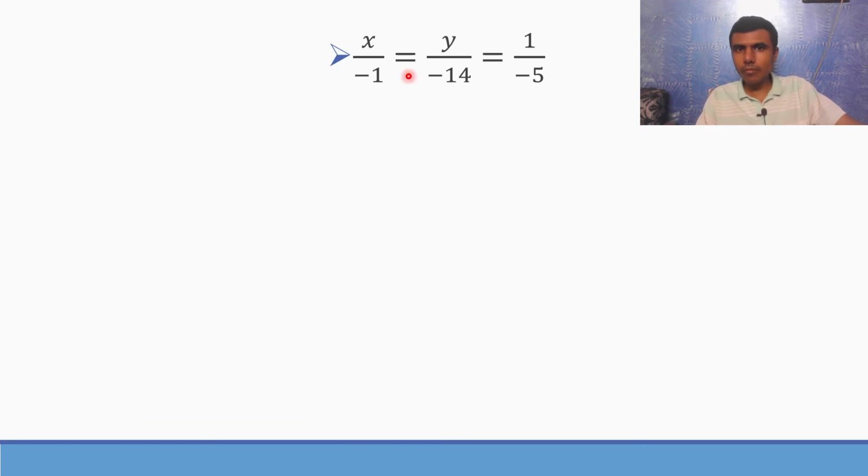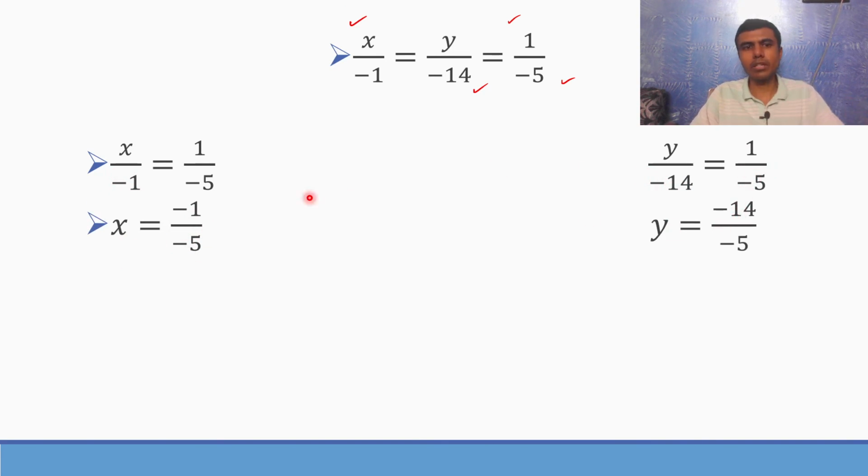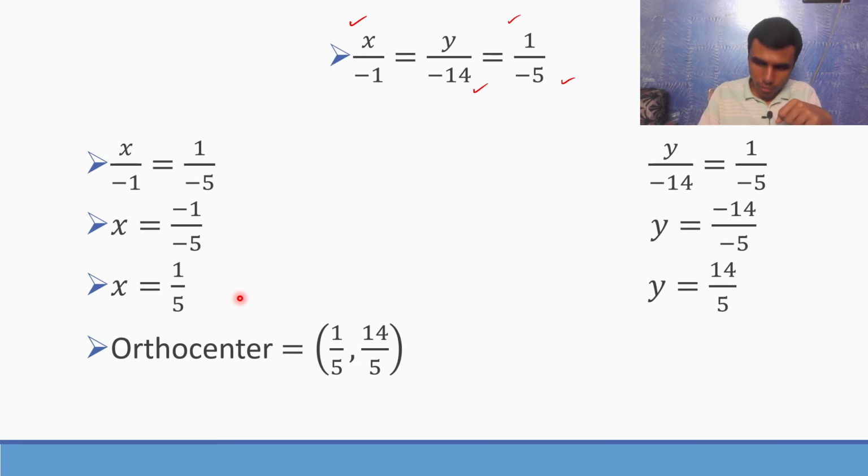Now x by minus 1 equal to y by minus 14 equal to 1 by minus 5. Now first consider this and this. So x by minus 1 equal to 1 by minus 5, and y by minus 14 equal to 1 by minus 5. Now x will be minus 1 by minus 5, y will be minus 14 by minus 5. Minus minus cancel, x will be 1 by 5, y will be 14 by 5. So the orthocenter is 1 by 5 comma 14 by 5.